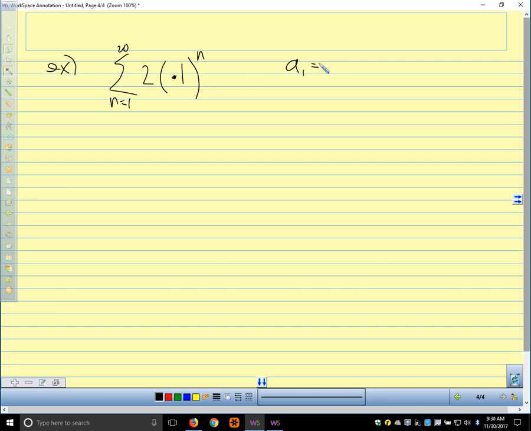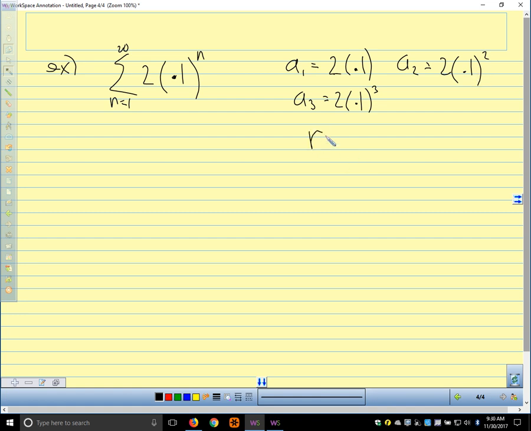A1 equals 0.1 times 2. And I'm going to write it like this, 2 times 0.1 to the first power. A sub 2 is 2 times 0.1 squared. A sub 3 is 2 times 0.1 to the third. Is this geometric? Are we multiplying each term by something to get the next term? Yeah, what are we multiplying by? What do we multiply 2 times 0.1 by to get 2 times 0.1 squared? 0.1. We're multiplying by 0.1.